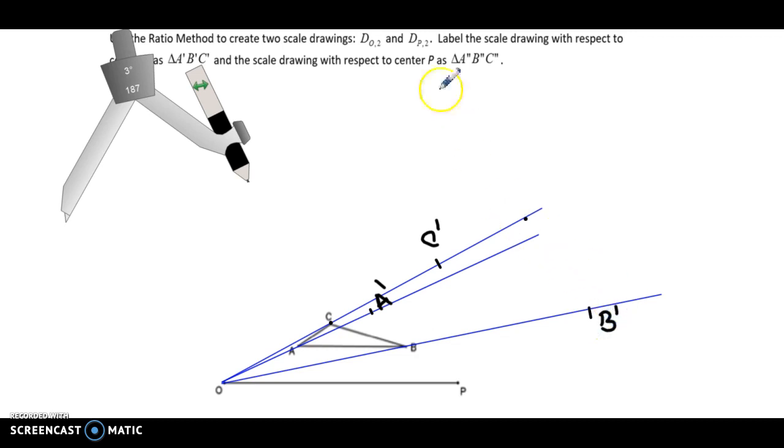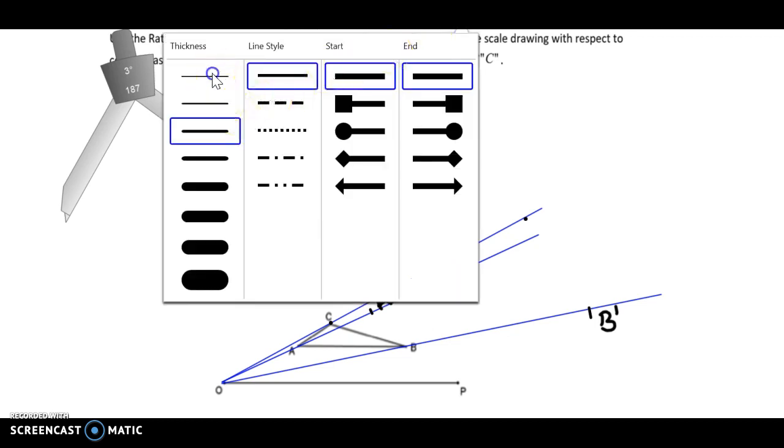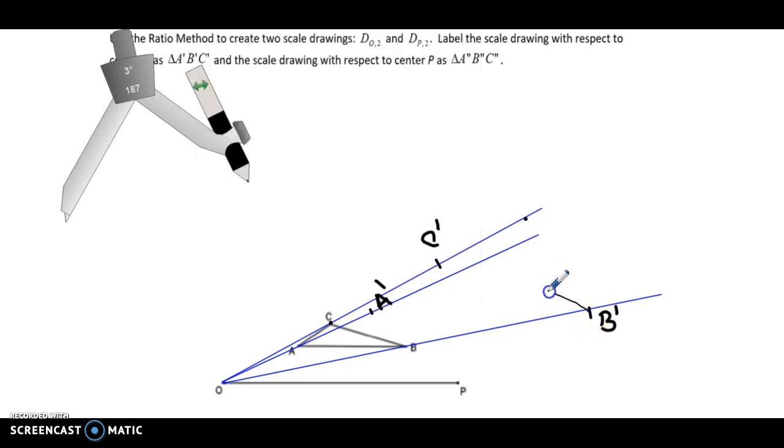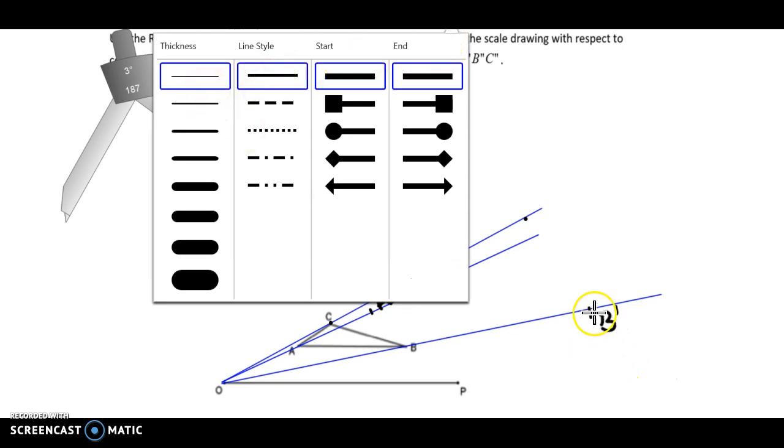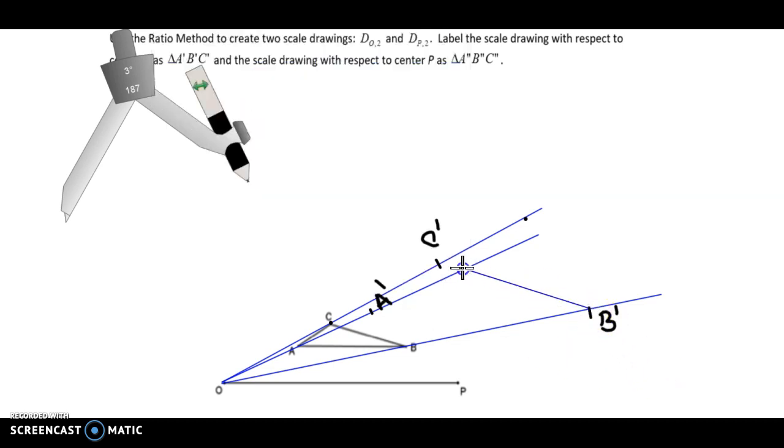Your last step is to draw the line segments to connect those. I want a straight line that goes from B to C to A prime and back to B prime. So there's our first dilation.